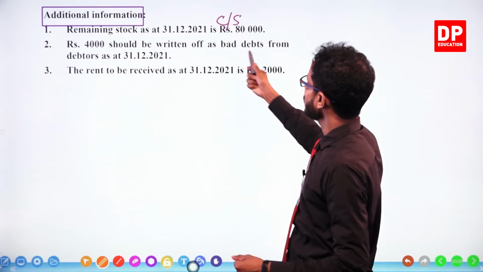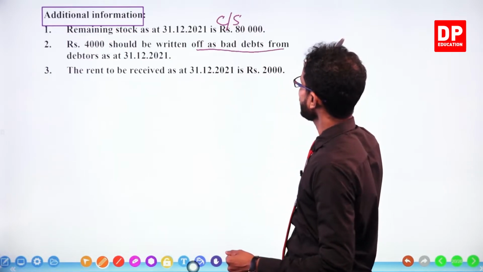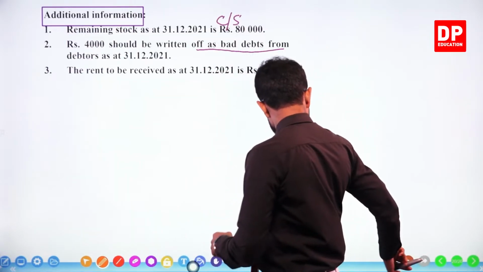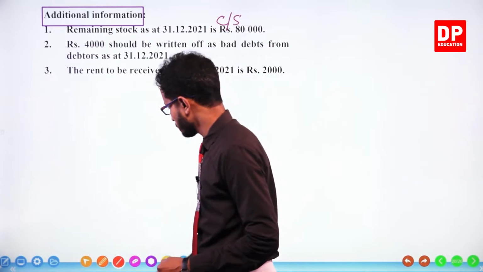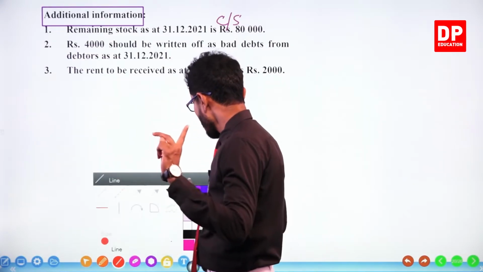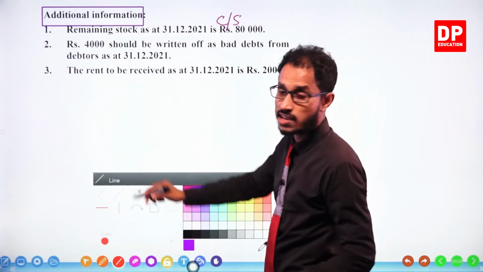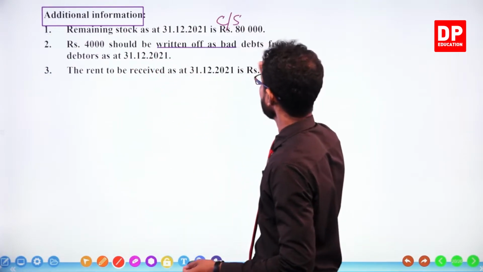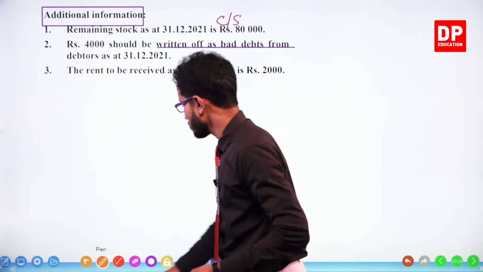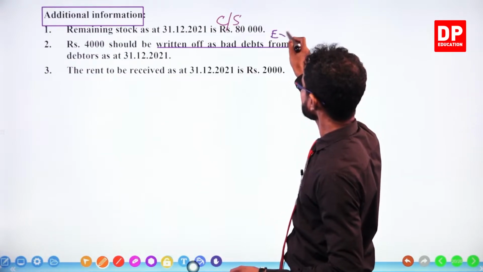4,000 should be written off as bad debts. Is that so? Bad debts are irrecoverable debts. Written off bad debts means this is an expense.